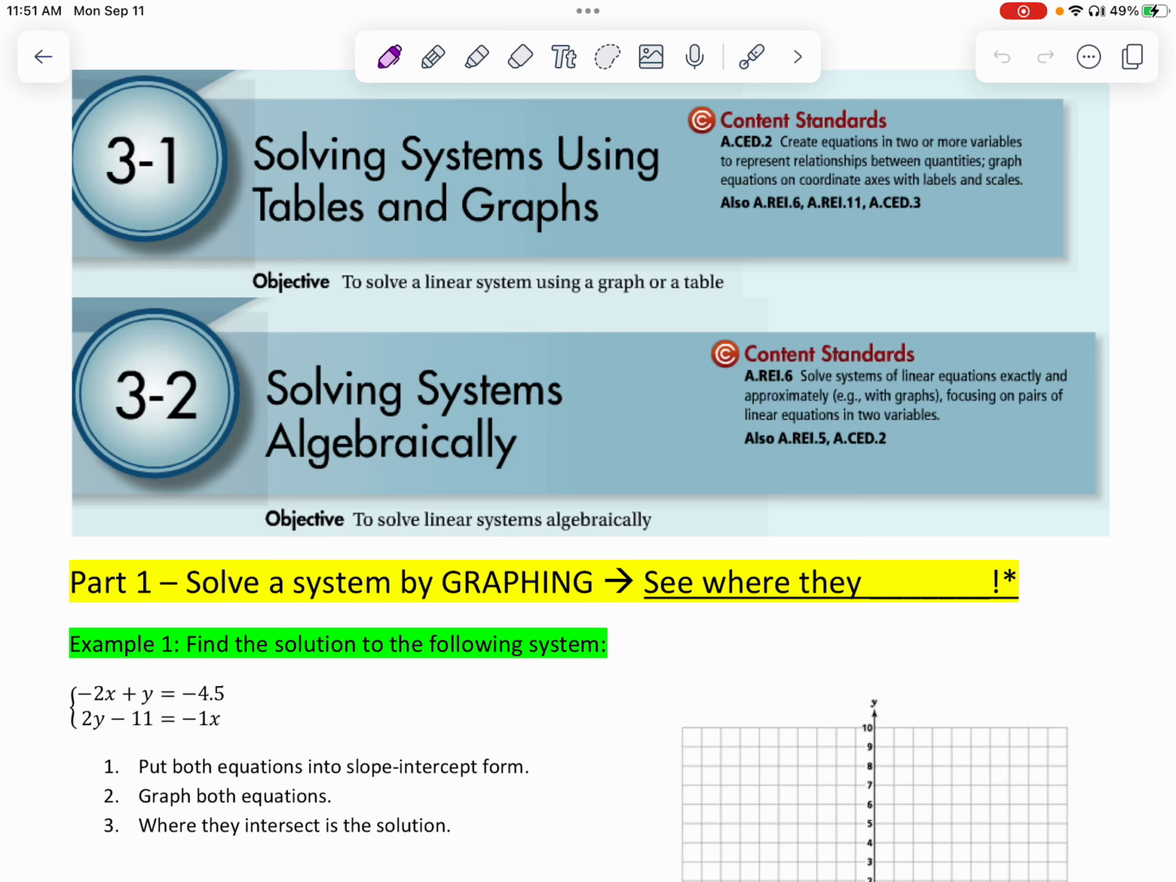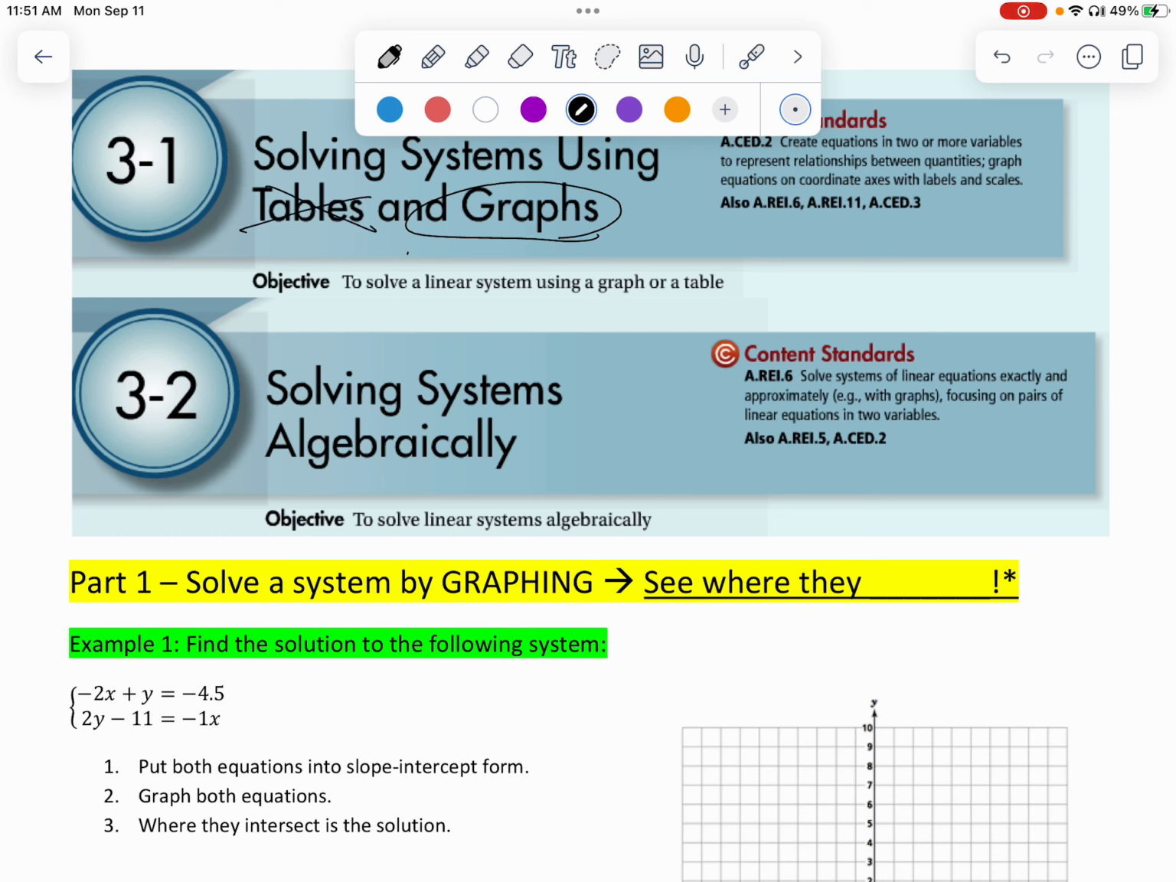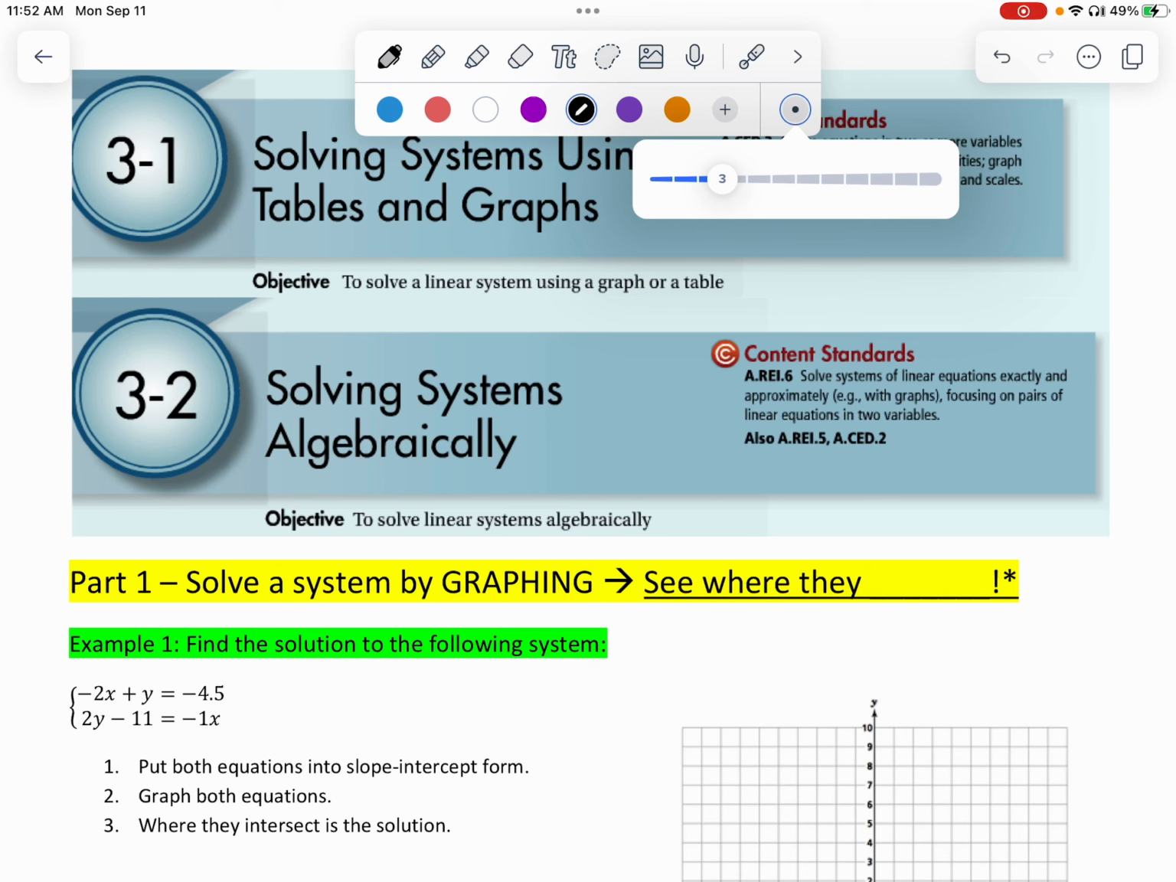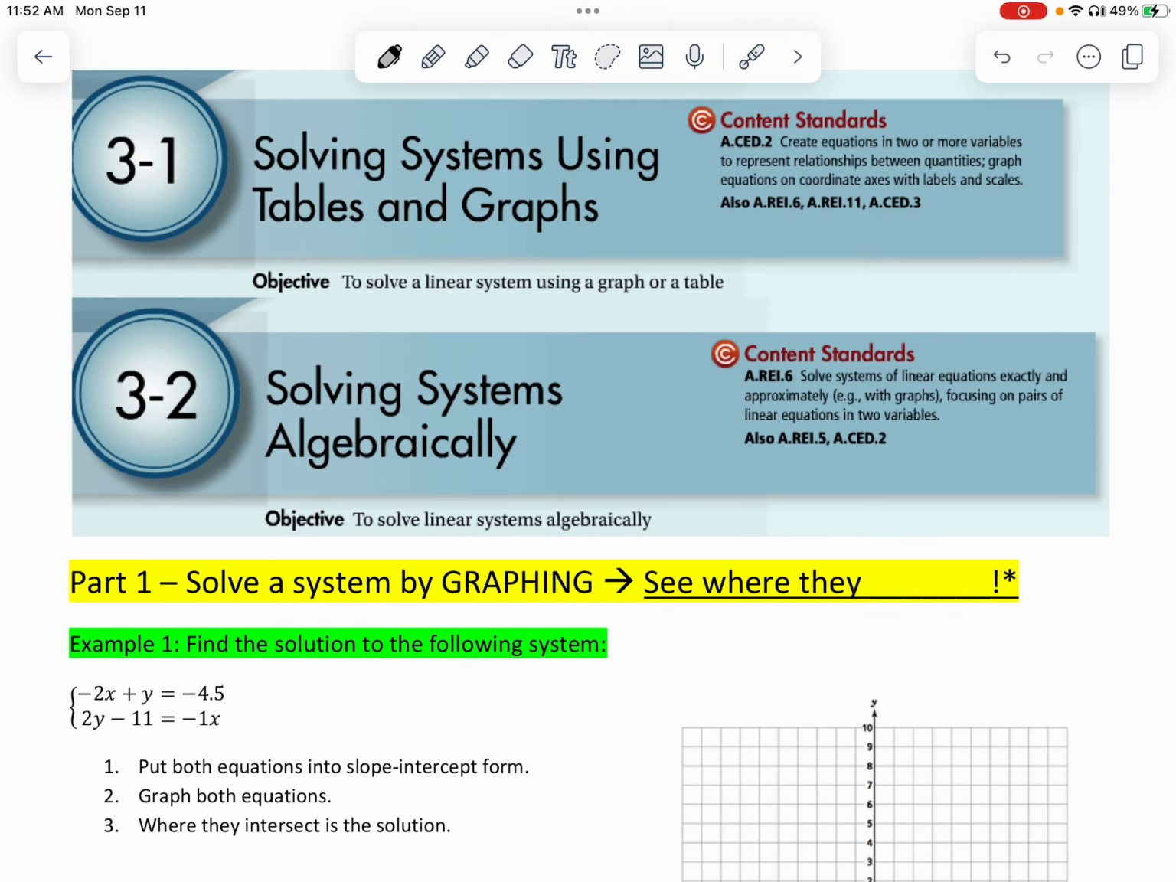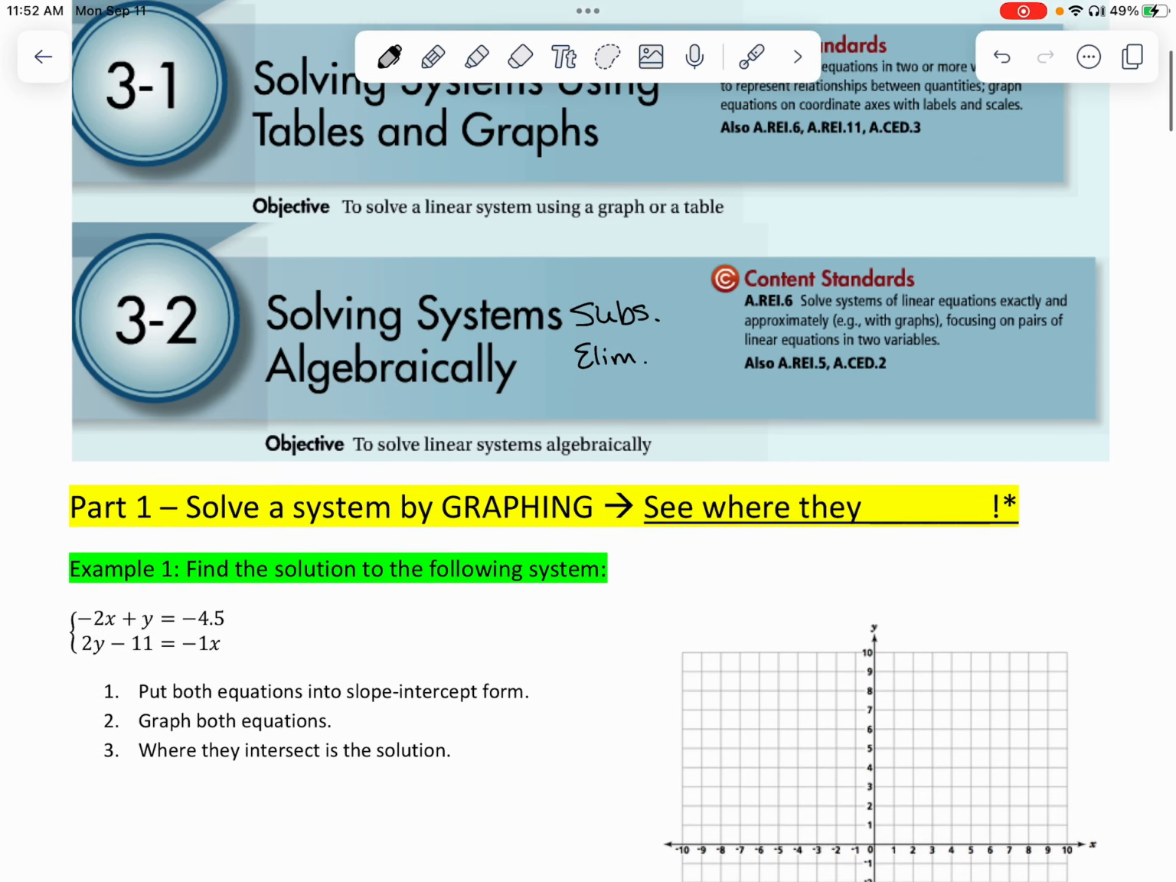As you progress through, you're going to see that one method is solving using graphs. I avoid solving using tables. However, you are more than welcome to research that. I personally don't think it's a great way of solving. So we're going to do what I think is best so that we meet the standards and can move quickly through. And then we move into how to solve them algebraically. That's where words like substitution and elimination are going to come into play.